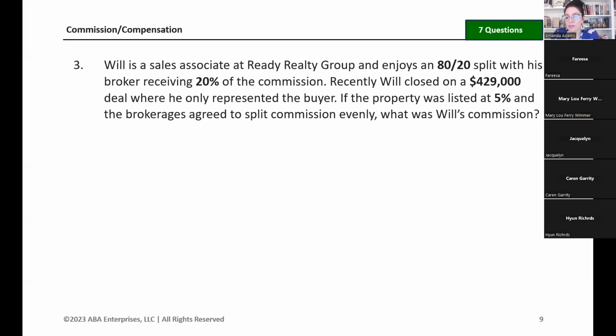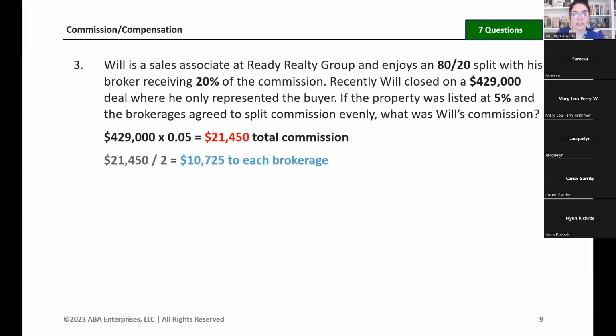All righty. Let's see what we got. Okay, so the house sold for $429,000 at 5% commission. So that's going to be $21,450. That's our total commission. And then the brokerages agreed to split commission evenly. So 21,450 divided by 2 is 10,725 to each company. And then how much is Will getting?